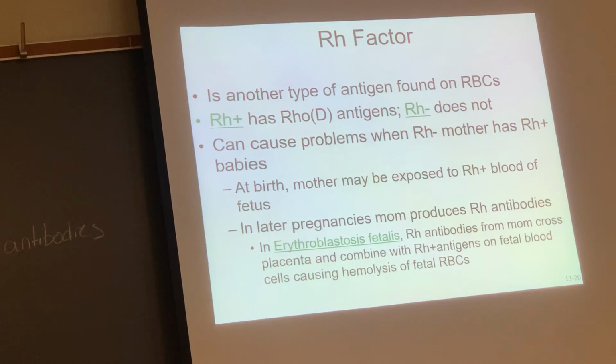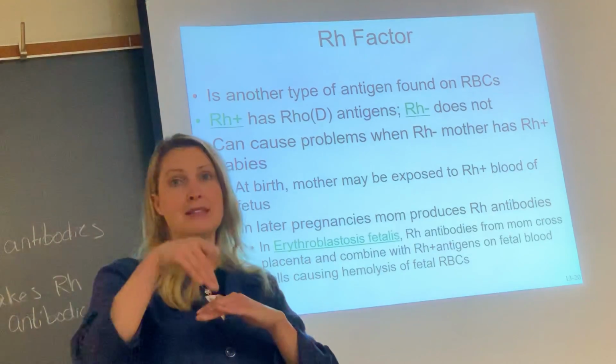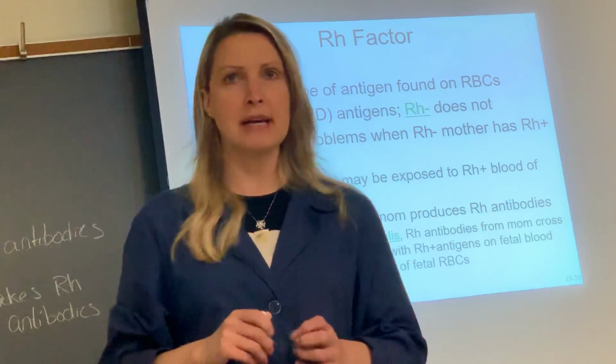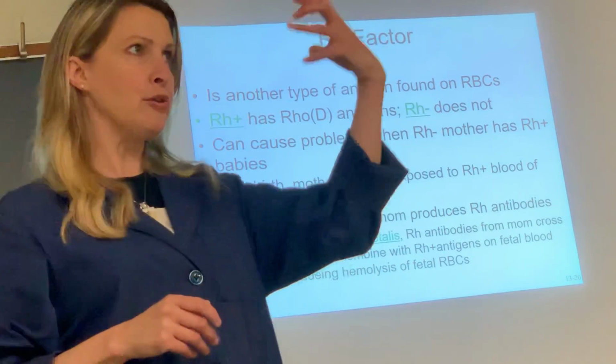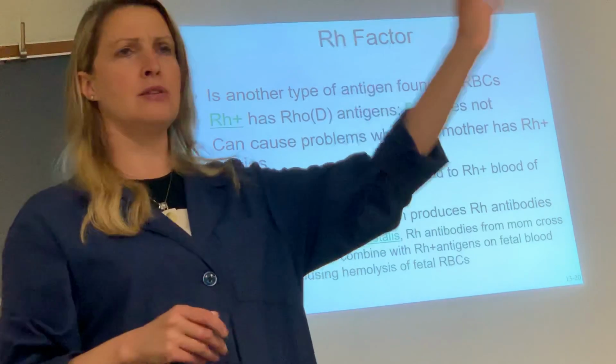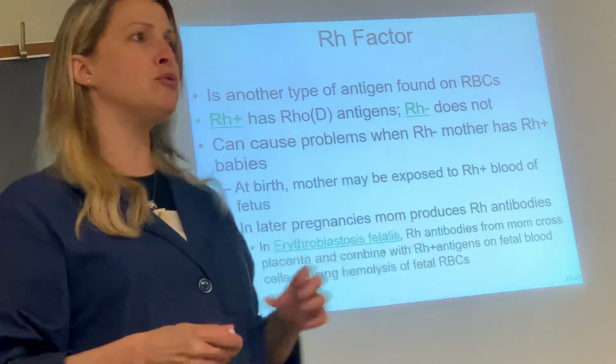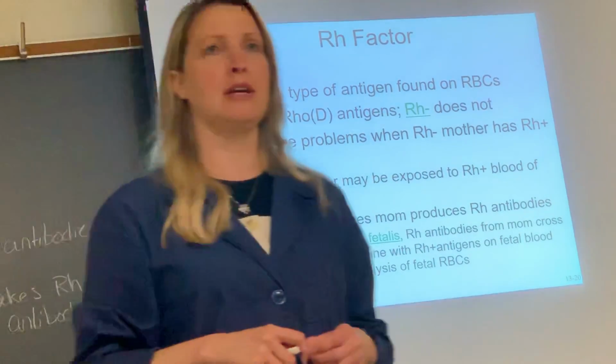Rh negative blood, however, makes Rh antibodies. Okay, so why is this? Because if somebody's Rh negative, they don't have the antigen. So if you introduce Rh positive blood into somebody with Rh negative blood, and that cell sees that antigen, it sees it as foreign. So it will produce antibodies against the Rh antigen.